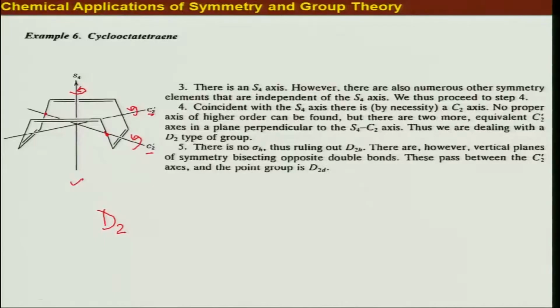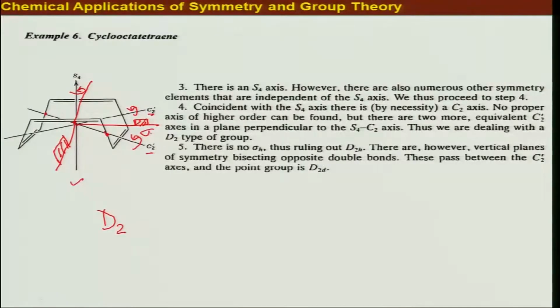Okay, or you can say that it can also bisect the angle created by two C2 prime axes. So, I can have a plane. If I draw the plane symbol like this, one plane will be here and another plane will be on this plane.